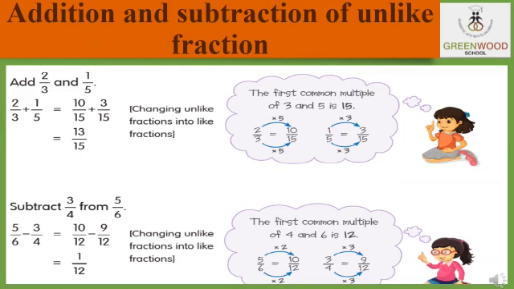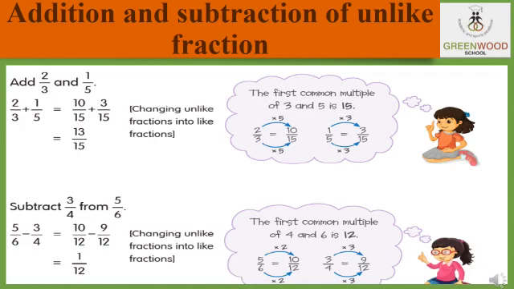The next topic is addition and subtraction of unlike fractions. First example, add 2 by 3 and 1 by 5. Now as they are unlike fractions, they don't have the same denominator, so we cannot directly add them. The first step is to change unlike fractions into like fractions. So the first common multiple of 3 and 5 is 15. So we'll convert 2 by 3 into 10 by 15 by multiplying with 5, and 1 by 5 into 3 by 15 by multiplying with 3. So the new fractions become 10 by 15 plus 3 by 15.